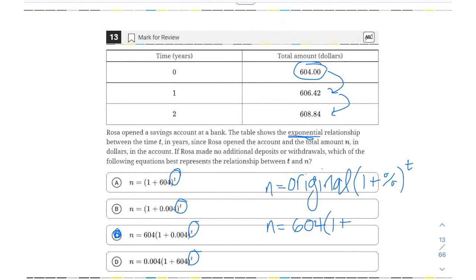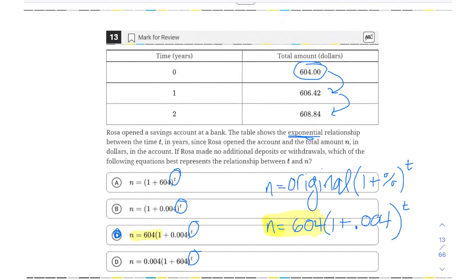And so we would get answer choice C for 13, and we don't have to take the time to actually do that percent increase. So here the 0.004 and the exponent of t, we can really just take for granted, because as long as we know that this has to start with your total is equal to the original times some sort of percent change, then it's got to be C, and we're done right then and there.